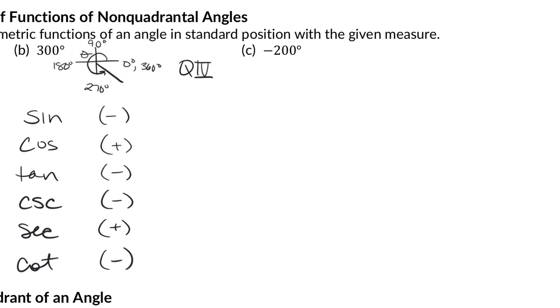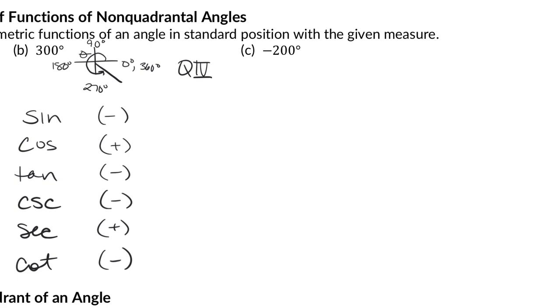Okay, what about negative 200? What does that angle look like? First of all, does it go clockwise or counterclockwise? Clockwise, because that's the negative direction for angles. If I'm going clockwise, this is 0 degrees, this is negative 90 degrees, this is negative 180 degrees, this is negative 270 degrees. What quadrant would negative 200 be? Quadrant 2, because it's somewhere between negative 180 and negative 270. This would be your angle theta. So we are in quadrant 2.